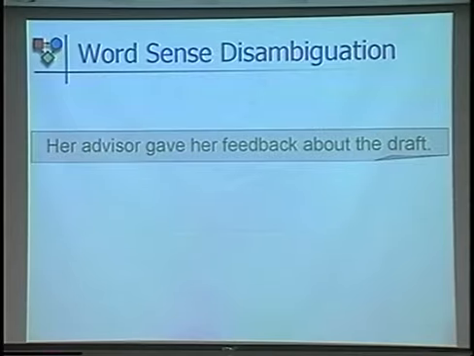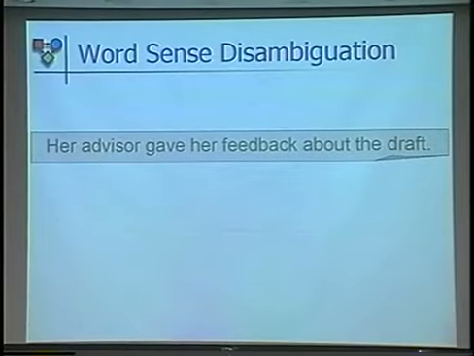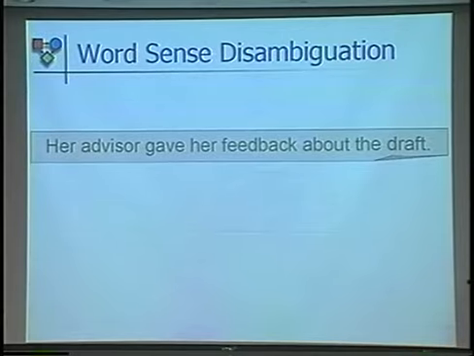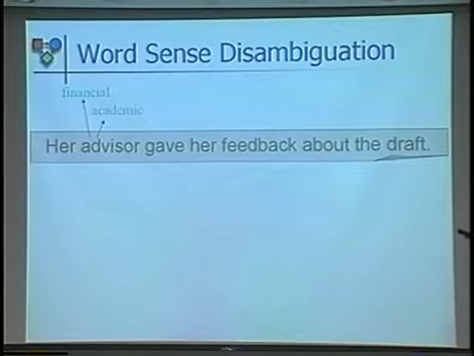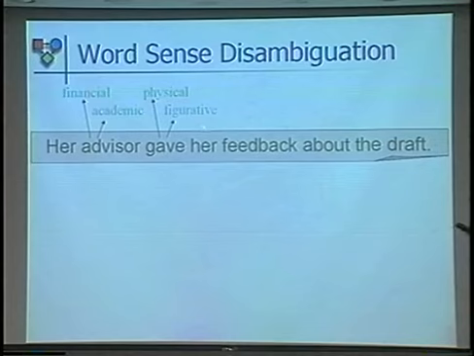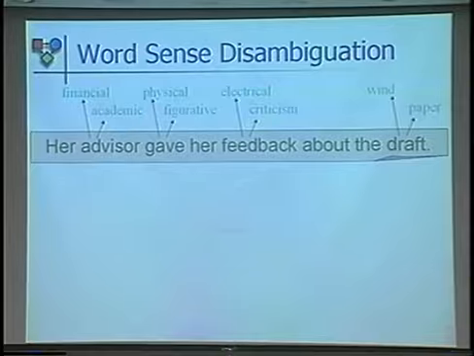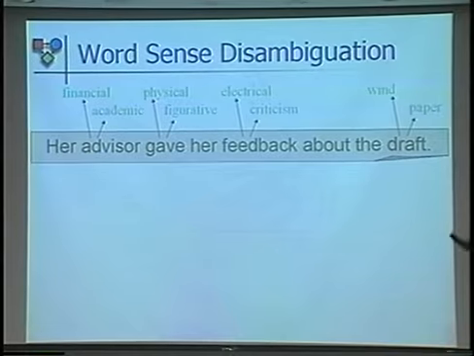Let's think about a very simple language task, like word sense disambiguation. Here's a sentence. It's not an easy task. Well, it's one of the more basic ones. I didn't say it was easy, but it's certainly one of the starting points that you need for language. There are at least two notions of the word advisor that are relevant in this setting, at least two senses for gave, two senses for feedback, two senses for draft. So that's an awful lot of different senses for this sentence.